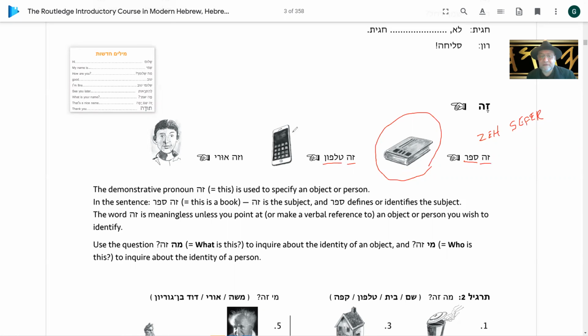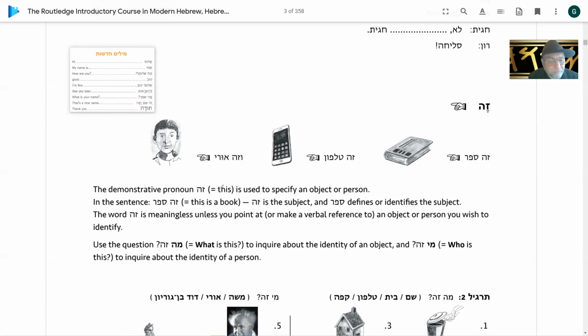Okay, how about this one we have here is Zeh telephone. Telephone. And this looks like an iPhone to me. Zeh telephone. Okay, and it uses a fe to get that sound. Okay, how about this one? Zeh, and this is Uri. Uri. Okay, so it's pointing to a little boy and saying, this is Uri. Okay, all right. That's kind of what's going on there.